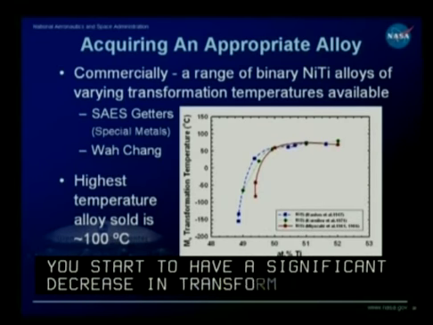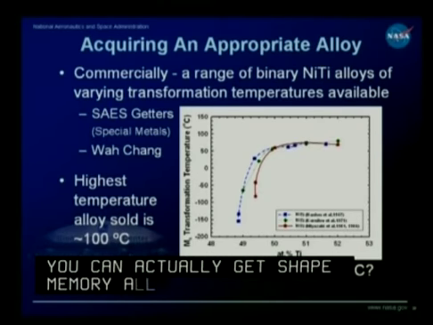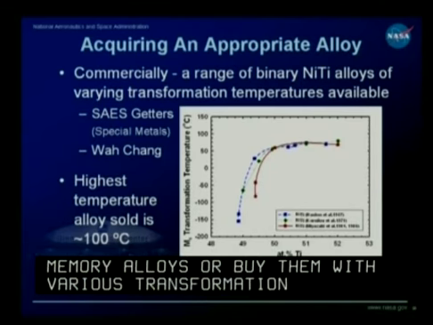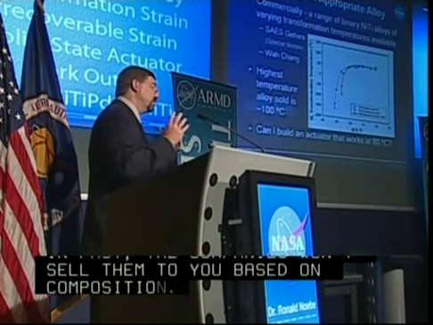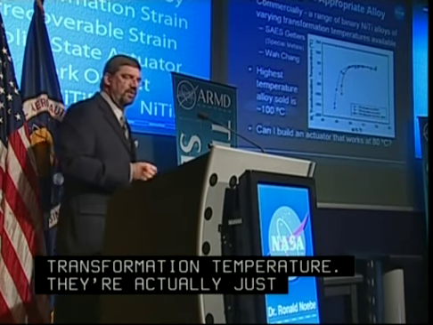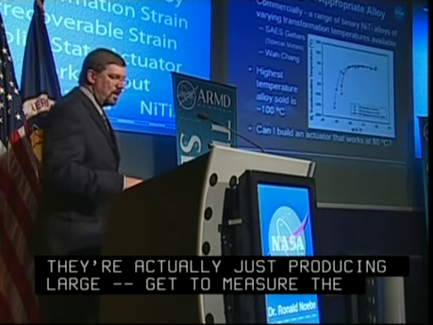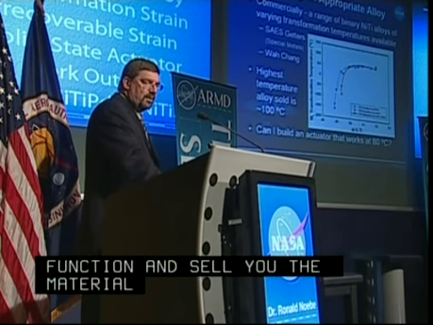So you can actually get shape memory alloys or buy them with various transformation temperatures. And in fact, the companies won't sell them to you based on composition. They'll sell them to you only based on transformation temperature. So they'll actually just produce large ingots, measure the transformation temperature because it's such a steep function, and sell you the material you want. So let's buy the 100 C material that Huacheng will sell us.